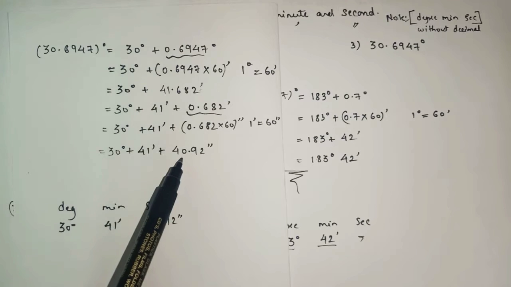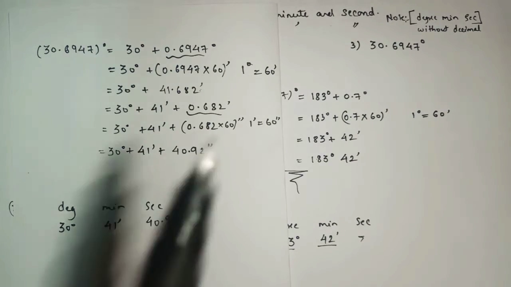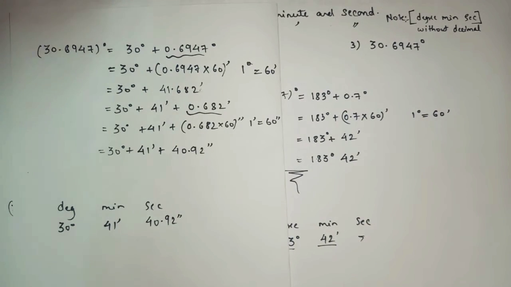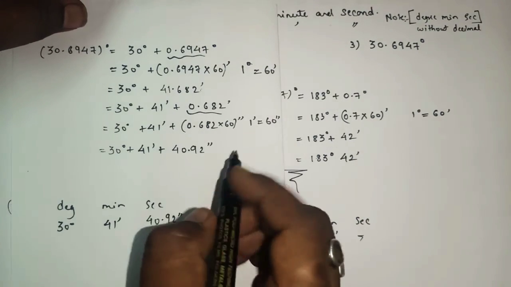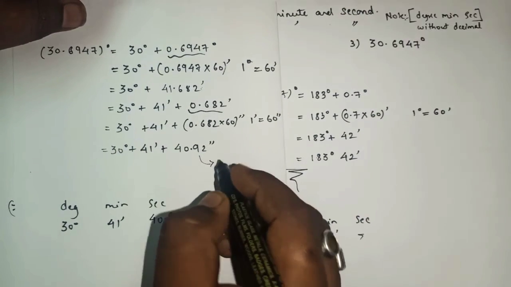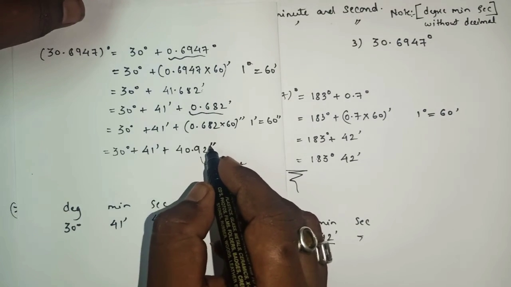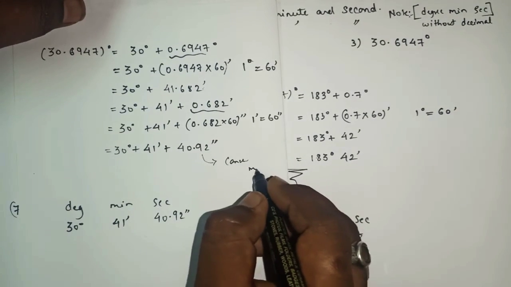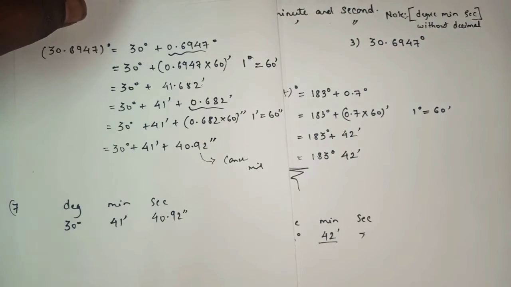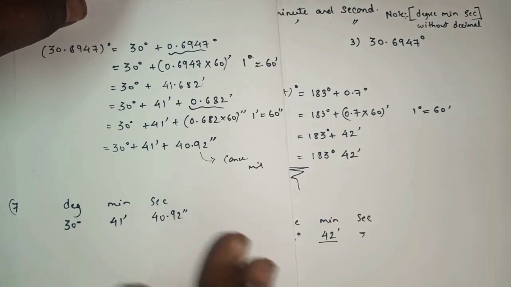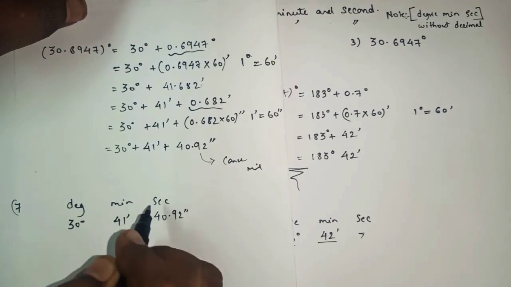But here in this process, we got the answer in decimal. So we have to avoid the decimal. We have to remove the decimal. So after this we don't have any conversion, like converting second into millisecond. In this chapter we have the conversion only for degree to minute and minute to second.